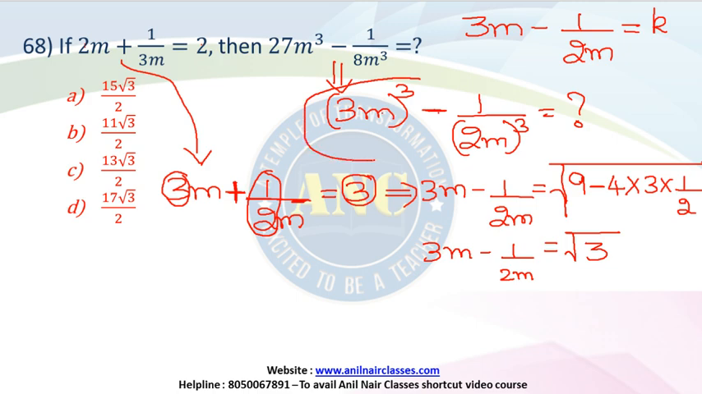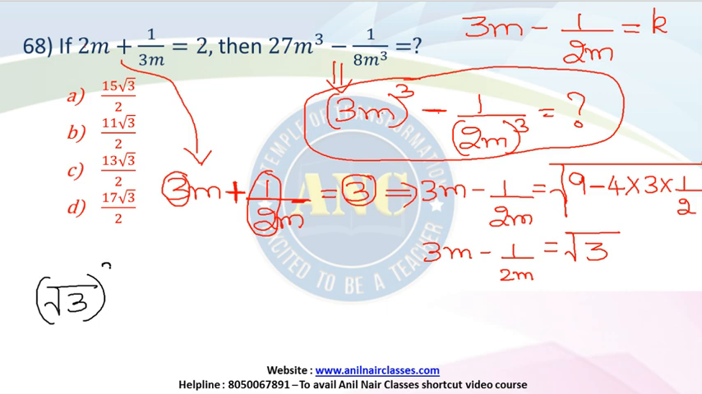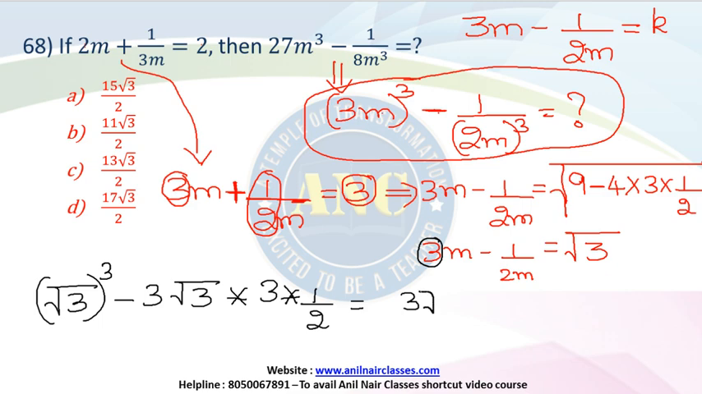Finding out 3m whole cube minus 1 by 2m whole cube. Is it a difficult task? I definitely don't think so. So 3m cube minus 1 by 2m cube is k cube, that means root 3 whole cube minus 3k, 3 into root 3. But I cannot stop at this, because the coefficient of m is 3 and the coefficient of 1 by m is 1 by 2. I should also multiply by them to take care of the extra simplifications. So root 3 whole square is nothing but 3. Root 3, one more is left out. This is 3 root 3 minus 3 root 3 into 3 by 2.